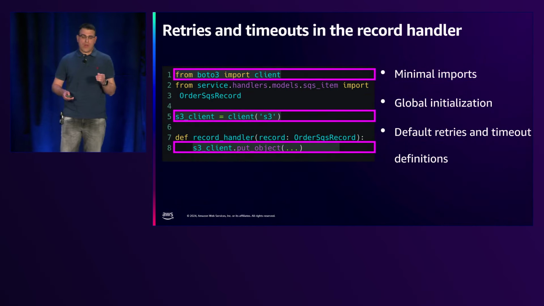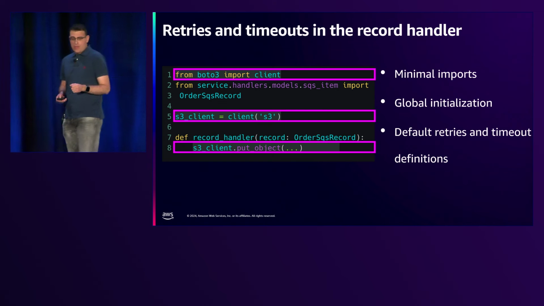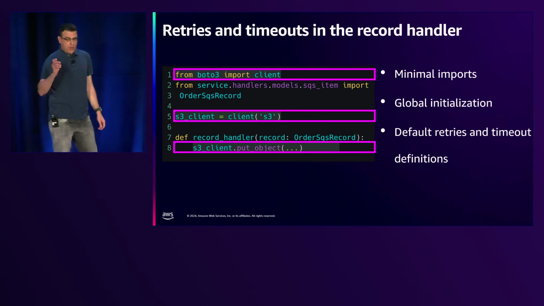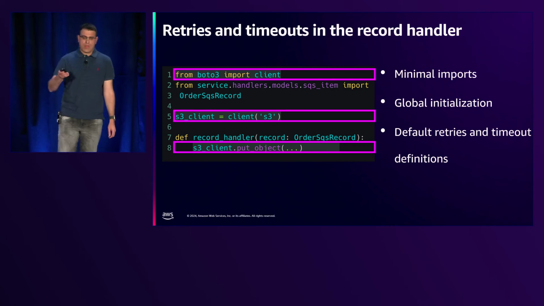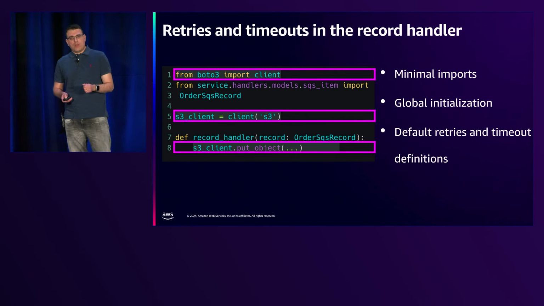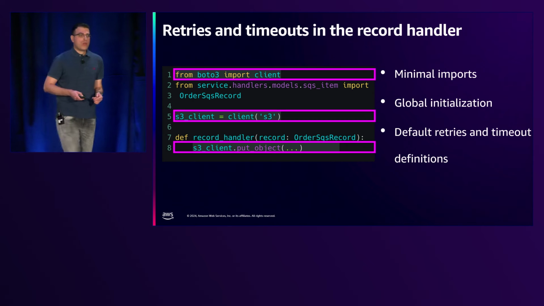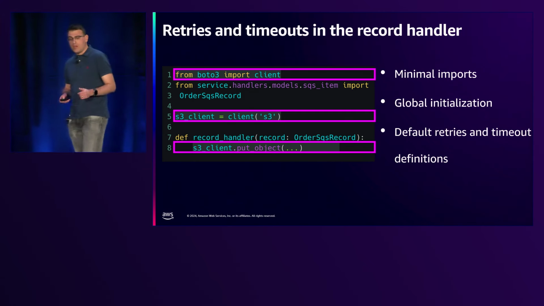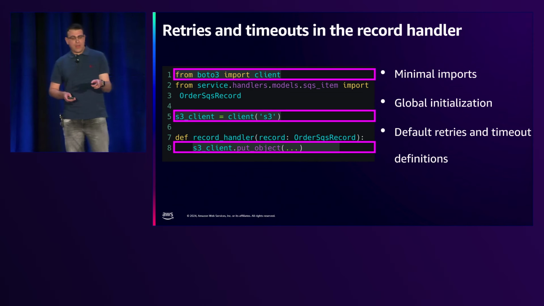So here you can see the record handler itself. Now, as Julian mentioned, we're going to use minimal imports in line 1. I'm going to import just the client. I'm going to do the global initialization in line 5, because when the Lambda is warm, I can keep the connection already up and running to S3 and reduce my latency, my runtime. And lastly, in line 8, we're going to call the put object.